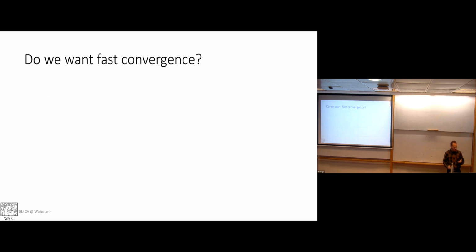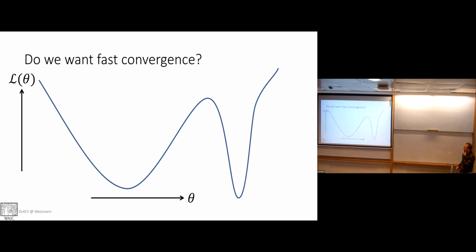And as you've asked, the question is, do we really want to converge fast? Does it always do good for us? So let's think about this one-dimensional loss function. And where do we want to be? This one. Yeah, it's lower, the loss is lower. Apparently, this is where we want to be. It's hard to get there because it's very narrow.